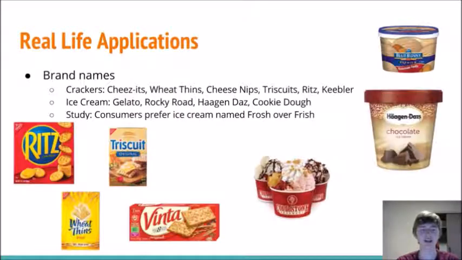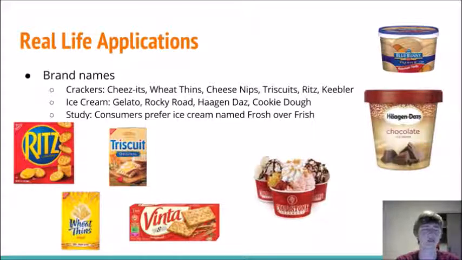All right, so now let me discuss some of the real-life applications of sound symbolism. So the first thing I want to talk about is sound symbolism and brand names. Some observant researchers noticed that cracker brands tend to share the same two vowels, the E and the I sound. So you look at Cheez-Its, Wheat Thins, Cheese Nips, Triscuits, Ritz, Keebler. They all share the same vowels. So why is that?